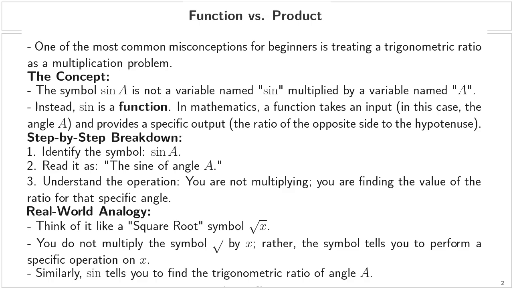If you're still feeling a bit unsure, think of a real-world analogy using the square root symbol. When you see the square root of x, you don't multiply the square root symbol by x. Rather, the symbol acts as an instruction to perform a specific operation on x, in the exact same way the sine symbol tells you to perform the trigonometric operation on angle A. This distinction is vital because, as we will see in the next slide, how we handle these symbols, especially when we start squaring them, can change the entire meaning of your equation.